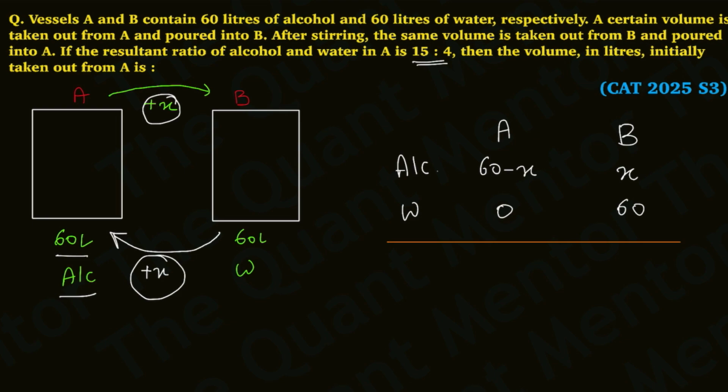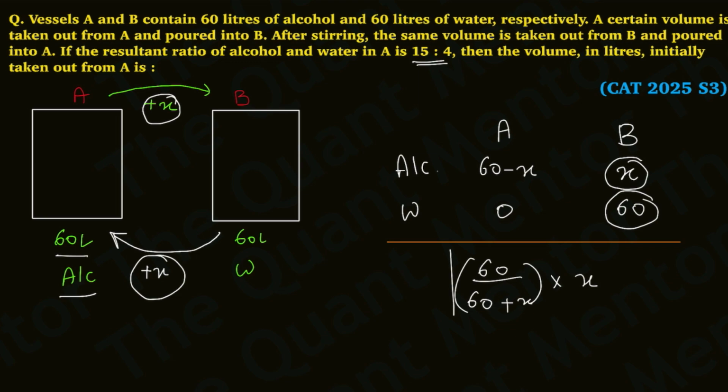Now we need to find out what is the amount of water transferred from B to A. Very simple. B contains 60 liters of water and we have added X liters of alcohol from A. So the fraction of water in B is 60 out of 60 plus X. That means when X liters are transferred from B to A, the fraction of water in that will also be 60 upon 60 plus X. So the amount of water transferred from B to A will be 60 upon 60 plus X fraction of X. I repeat, the mixture B has 60 upon 60 plus X fraction of water. So if I remove X liters from B, it will also contain 60 upon 60 plus X fraction of water.